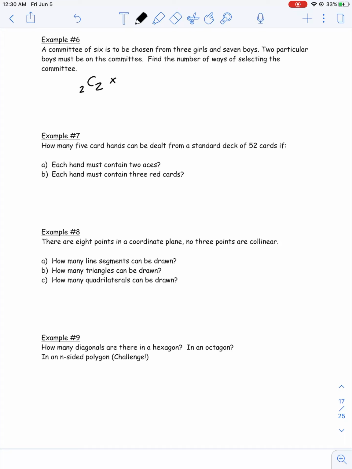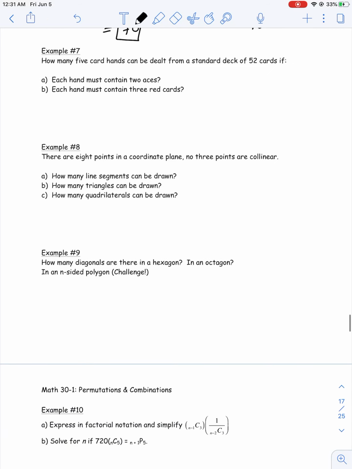Now, we know that there is supposed to be 3 girls and 7 boys. That means that there's a total of 10 people, and we have already used 2 people, which are the boys on the committee, so we're subtracting the 2 people we already used. There's 8 people left. So from the remaining 8 people, we have to choose 4 more members to be on this committee, because we need to make sure our R values add up to 6, because it needs a committee of 6. If you multiply these answers together, you should get 70 in your calculator.